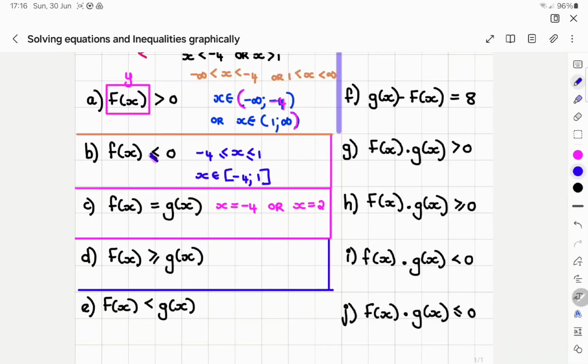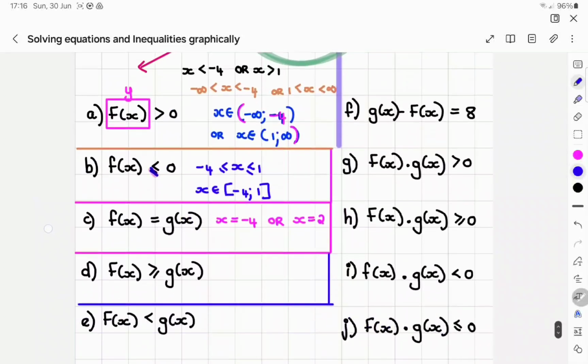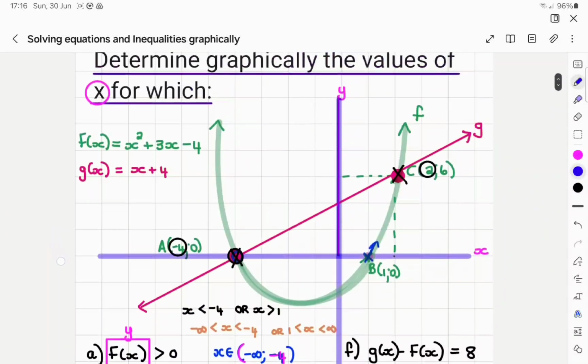Where is f of x bigger than g of x? So where is the green graph lying on top of my red graph? Can you see this part over here is the only part where the straight line is lying on top of the parabola? So from this part over here, the green is at the top, and as well from here again. So it's going to come in from negative infinity all the way up to negative 4, and as well from where they intersect, which is 2, all the way to infinity.